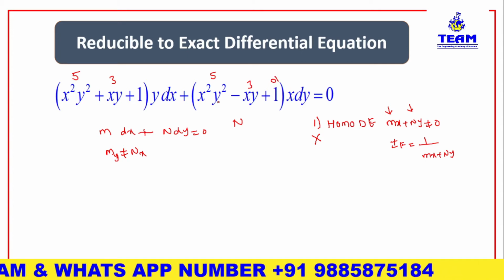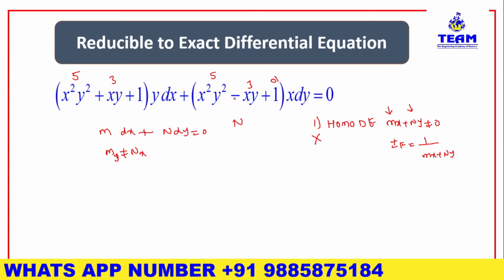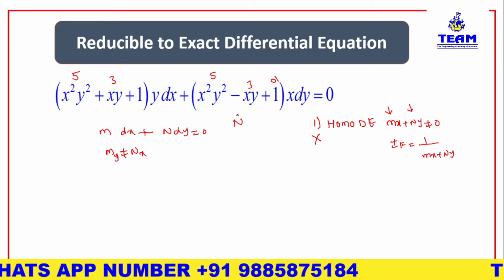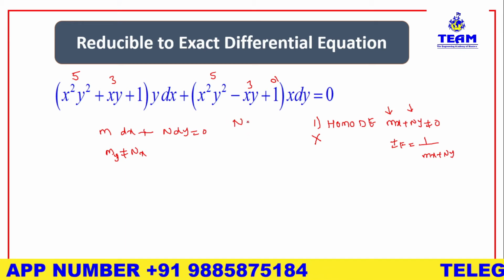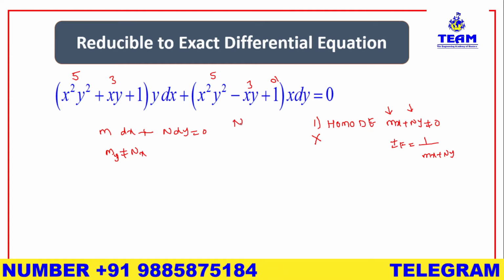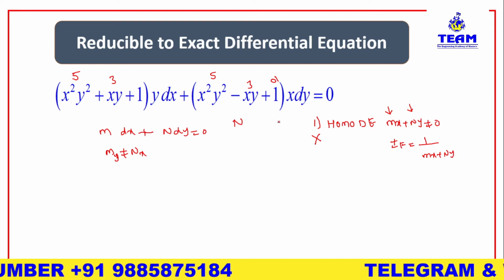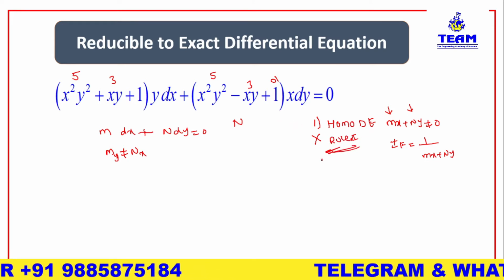Friends, each term of n should have a unique degree, but here you have different degrees. So you can say n is a non-homogeneous function. So here m and n are non-homogeneous. Even if only m is non-homogeneous or only n is non-homogeneous, you cannot apply rule 1. So I cannot apply rule 1. Is it clear friends? Right.